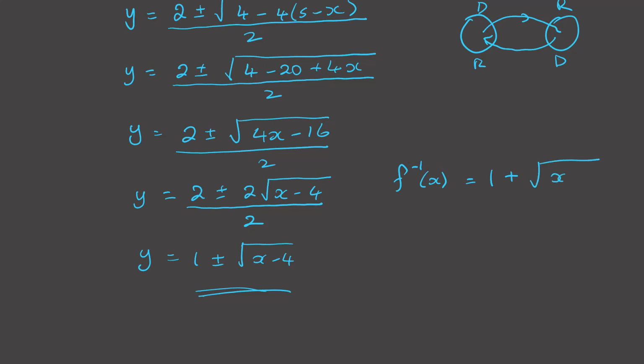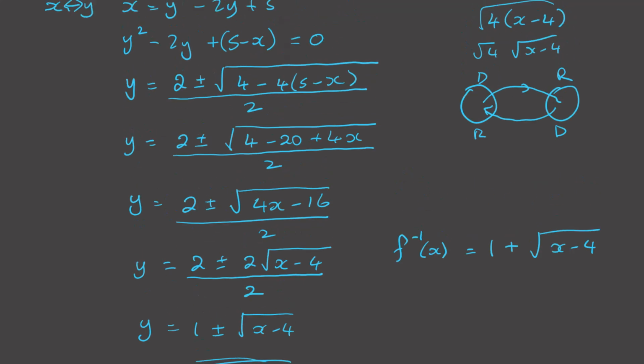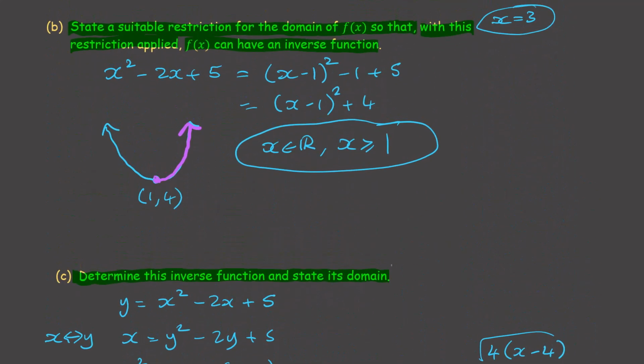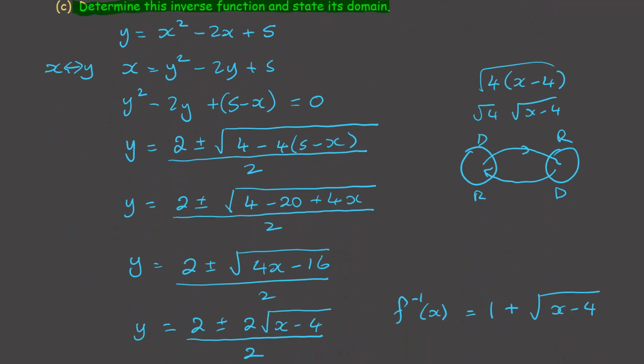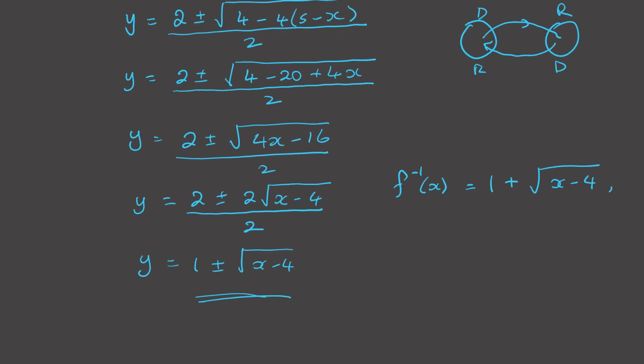root x minus 4. The domain for this would be the same as the range for the original function, which is from 4 upwards. So we can say x is a real, x is greater than or equal to 4. And we could tell that from the square root as well, because we can't have a negative under there.